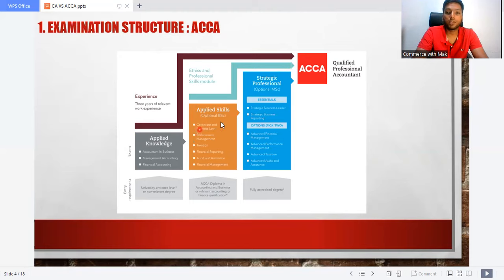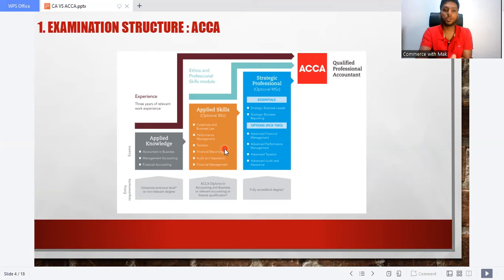Then the second level, you can see there are 6 papers you need to complete. This module we call the skills module. So after the knowledge module, you need to sit for the skills module. After completing this, you will be getting the ACCA advanced diploma. We don't say diploma, we say advanced diploma. When you get the advanced diploma, it's almost equivalent to a bachelor's degree.